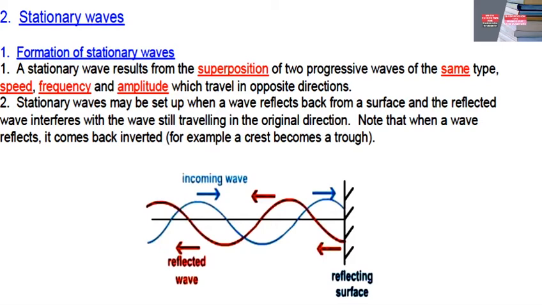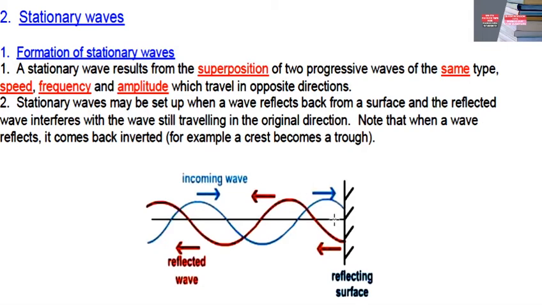Stationary waves may be set up when a wave reflects back from a surface. You can have one wave that reflects from a surface, so the reflected wave will then superpose with the incident wave. Note that when a wave reflects, it comes back inverted. For example, crest meets trough. As you can see, the red wave is the reflected wave, the blue wave is the incident wave. So a crest is now meeting a trough, and we can get a resultant stationary wave from this.